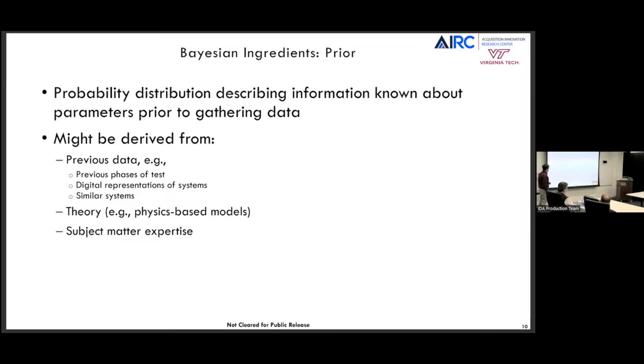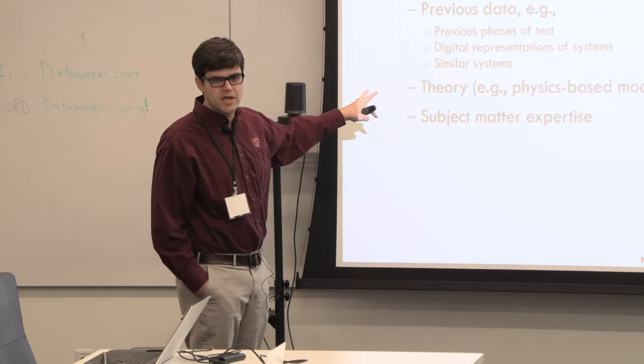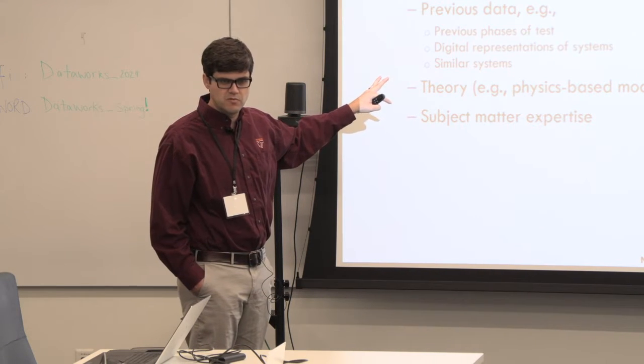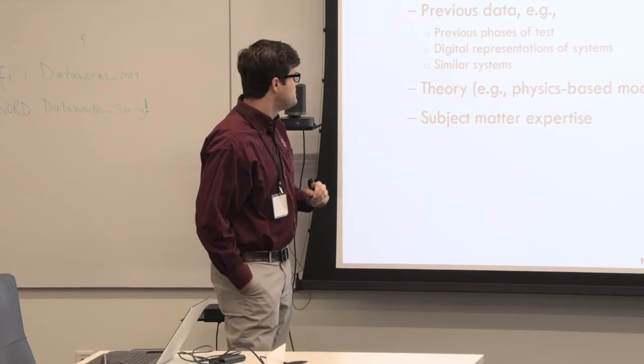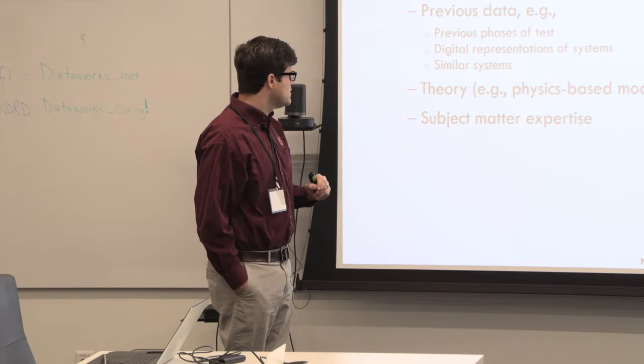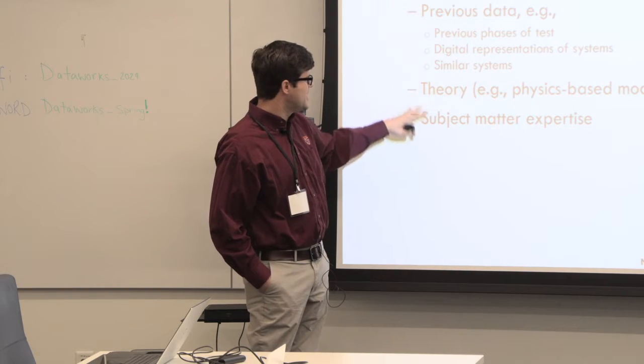Okay, so as I said, the prior is where we're going to encode information that we know about the parameter before we start trying to estimate it. You can imagine a lot of ways that you might build a prior. Lots of sources of information. Maybe I should start with one that's not even in here.